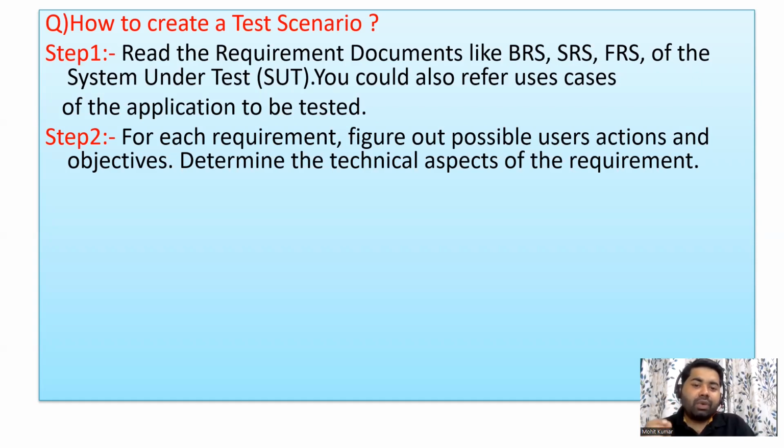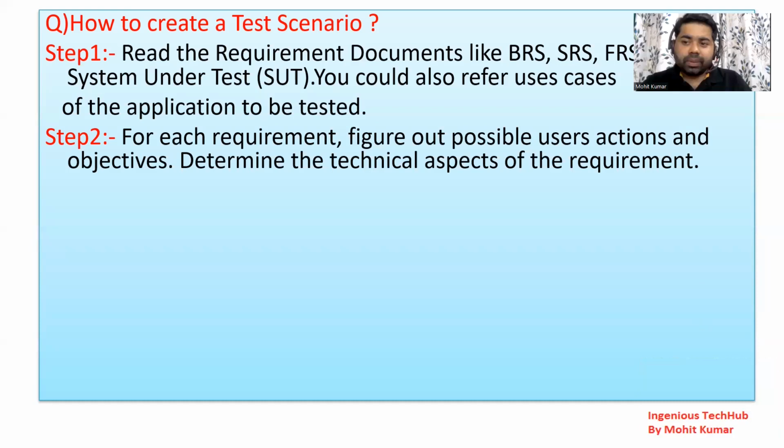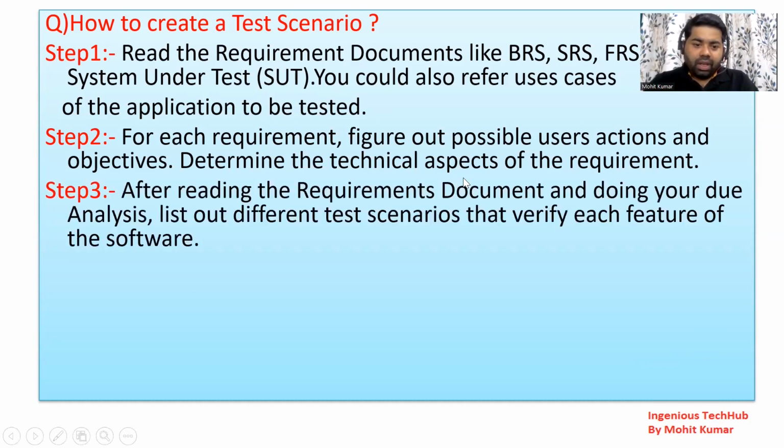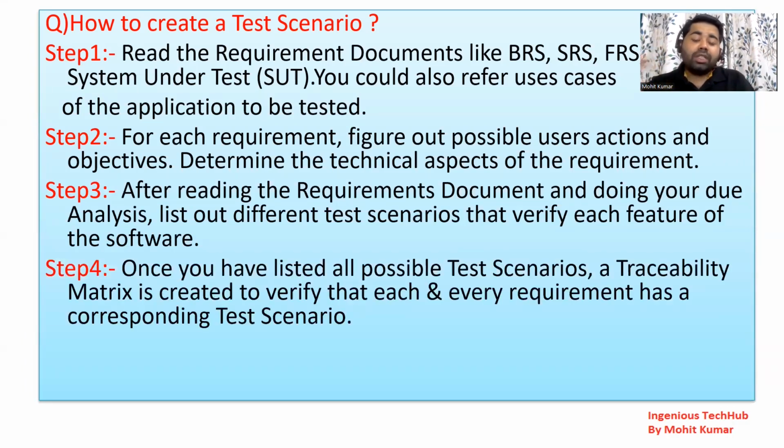For each requirement, figure out the possible user action and objective. Determine the technical aspect of the requirement. After reading the requirement document and doing your due analysis, list out the different test scenarios that verify each feature of that software. Once you have listed all the possible test scenarios, a traceability matrix is created to verify that each and every requirement has a corresponding test scenario.